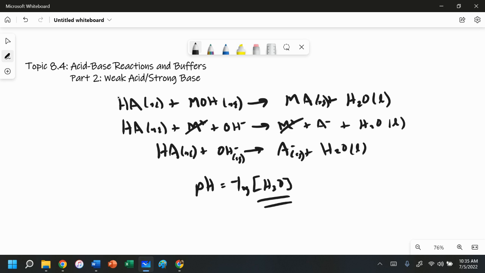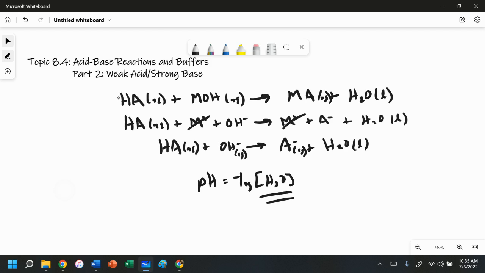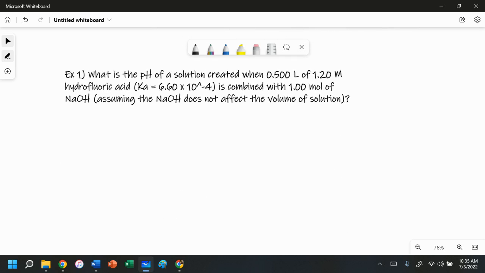And so let's go ahead and take a look at a couple of practice problems and see how to solve for the pH of a reaction between a weak acid and a strong base. So here's our first problem. We're going to solve for the pH of a solution that's created when 0.5 liters of a 1.20 molar hydrofluoric acid, which has a Ka of 6.60 times 10 to the negative 4, is combined with 1 mole of sodium hydroxide. And we're going to assume that the sodium hydroxide doesn't affect the volume of the solution.